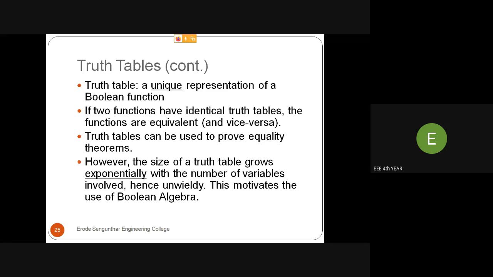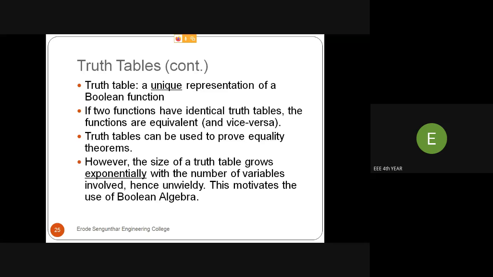If two functions have identical truth tables, the functions are equivalent. A truth table can be used to prove equality theorems. However, the size of the truth table grows exponentially with the number of variables involved, hence unwieldy. This motivates the use of Boolean algebra.